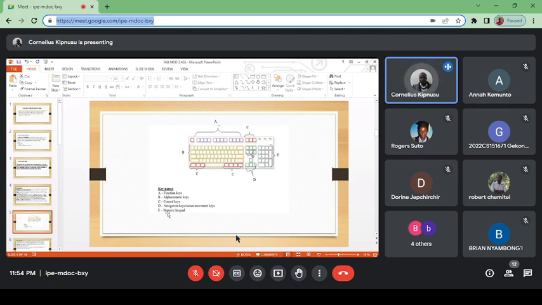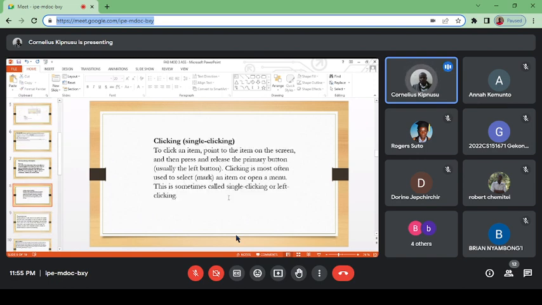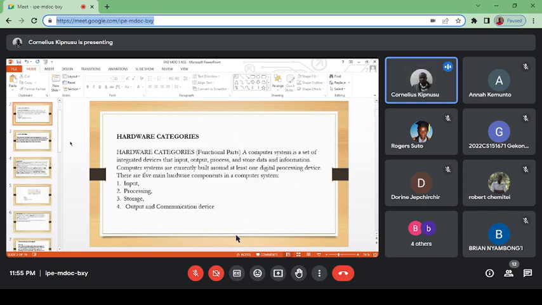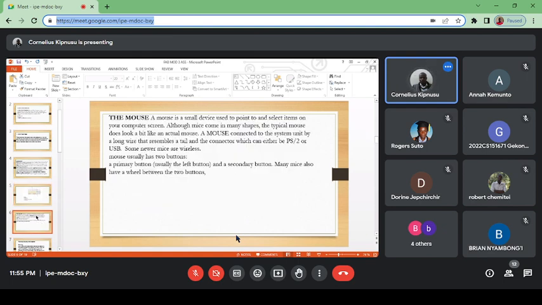Lastly, we have got E. E is the numerical keypad, and we earlier saw that it is used for typing numbers. Their work is mainly numbers. It contains digits 0 to 9. That is it. I want us to proceed and look at something else.